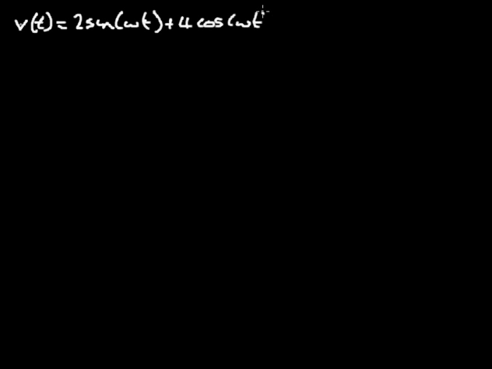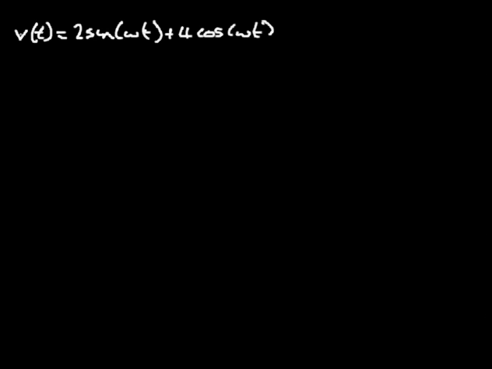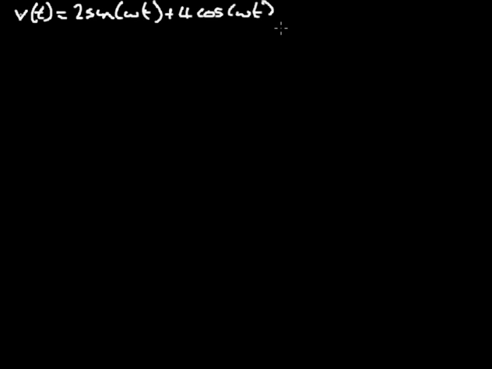So I've taken a homework question, Vt equals 2 sine omega t plus 4 cos omega t, and I had asked you to convert that to polar form, so that we had Vt equals r sine omega t plus alpha. How did I do that?